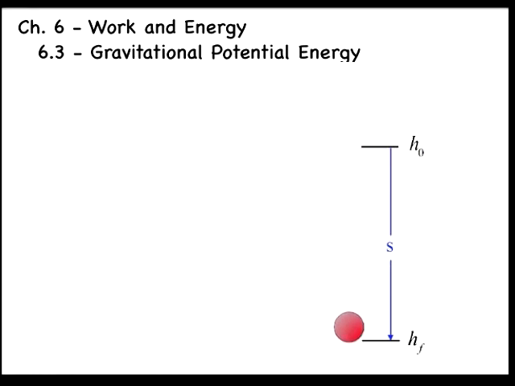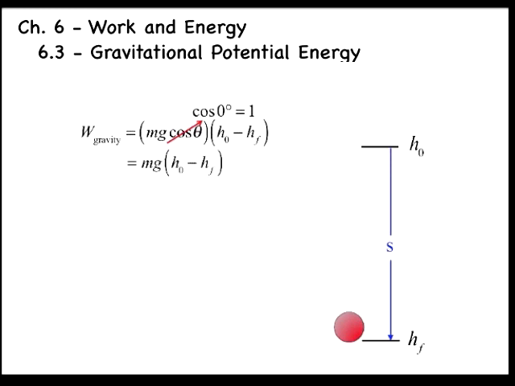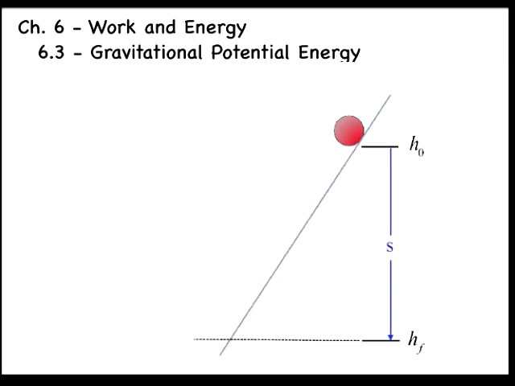In this case, the work done by gravity equals mg cosine theta times h0 minus hf, where theta equals 0 and cosine of theta equals 1. Notice that the work done depends only on the difference in heights, h0 minus hf. The path through which this difference in height occurs does not matter. We say then that the work done by the gravitational force in this case is path independent.